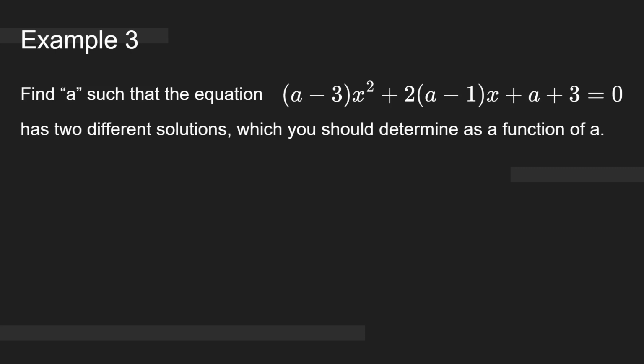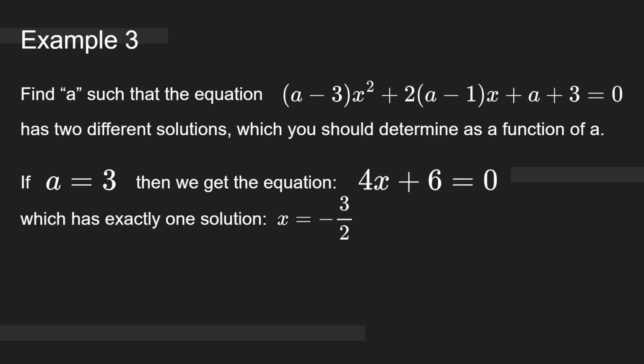Example 3. Find a such that the equation (a minus 3)x squared plus 2 times (a minus 1)x plus (a plus 3) equals 0 has two different solutions, which you should determine as a function of a. Now remember, to apply the formulas of the discriminant, we must have that the coefficient of x squared is not equal to 0. Therefore, we must take two distinct cases. If a equals 3, then we get the equation 4x plus 6 equals 0, which has exactly one solution, x equals negative 3 over 2, which is not what we want.